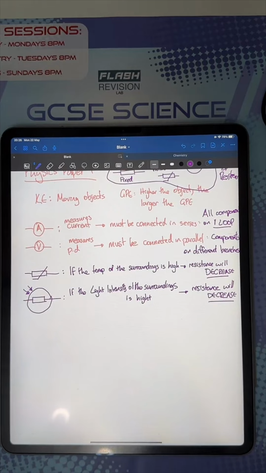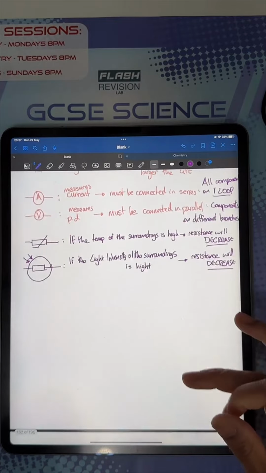Wouldn't light affect its temperature though? You're assuming it doesn't. If you have a bright day, it doesn't always mean it's hot. Could you be asked to draw the symbol for one? Yes, you can. I've seen the one markers usually. So you easily can get asked.